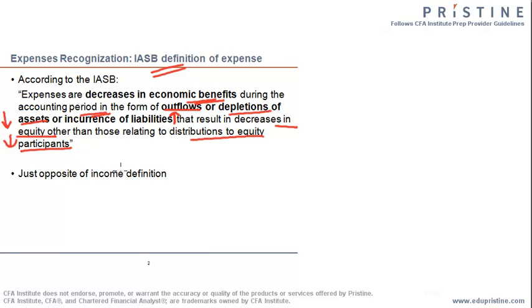So expenses are nothing but those transactions resulting in assets going down or liabilities going up, and the resultant impact is equity coming down. Basically, it is exactly the opposite of the income definition.